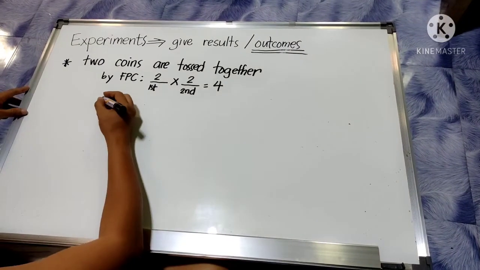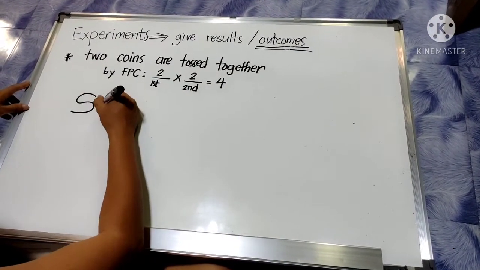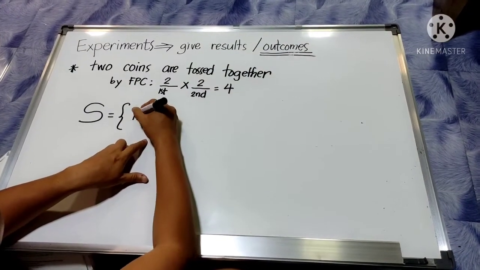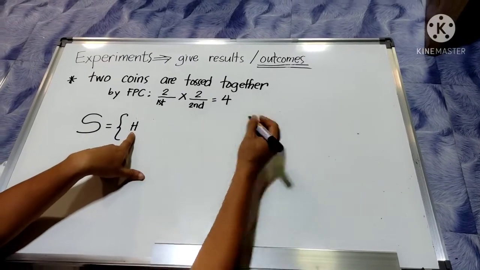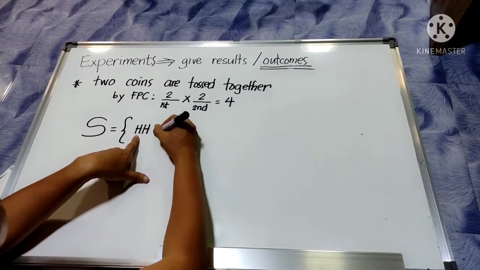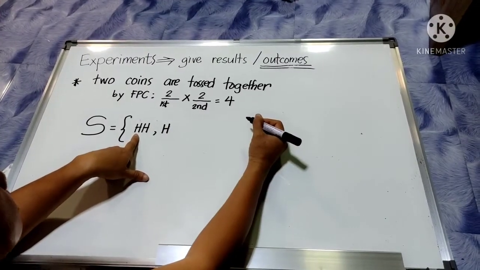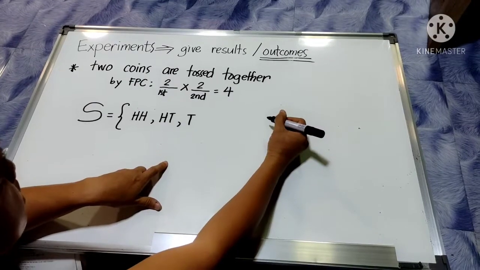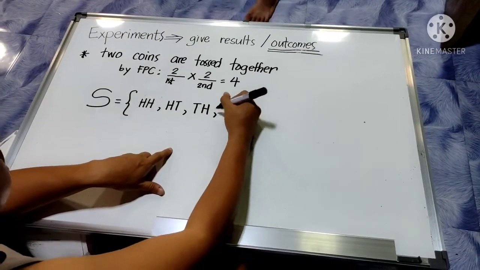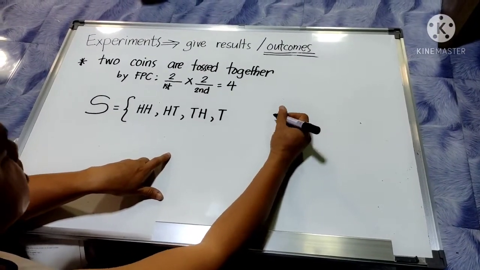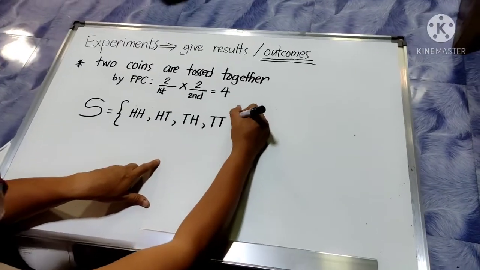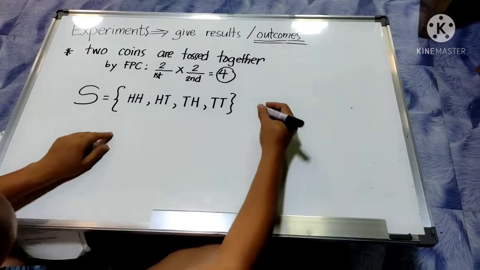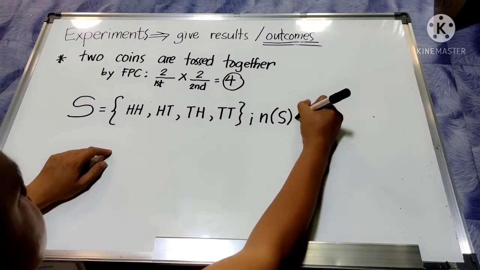Okay? So let us write the sample space. When the first coin is head, it could be that the second coin is also a head. If the first coin is a head, it could be that the second coin is a tail. If the first coin is a tail, it could be that the second coin is a head. Or, if the first coin is a tail, it could be that the second coin will also show a tail. So, how many outcomes are there? Let us count. 1, 2, 3, 4. Okay? So, your N of S is equal to 4.